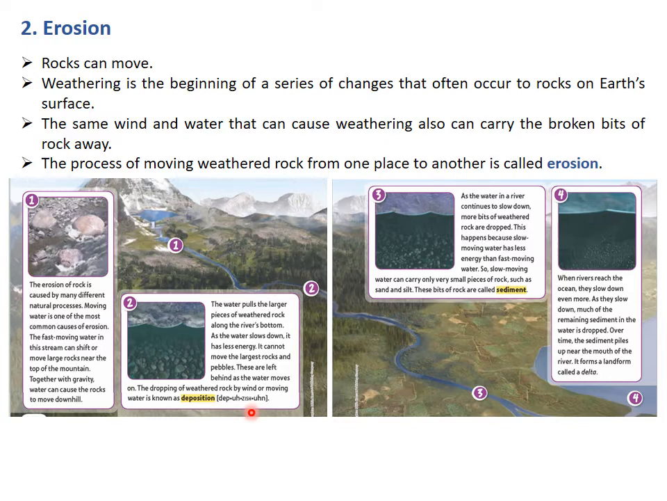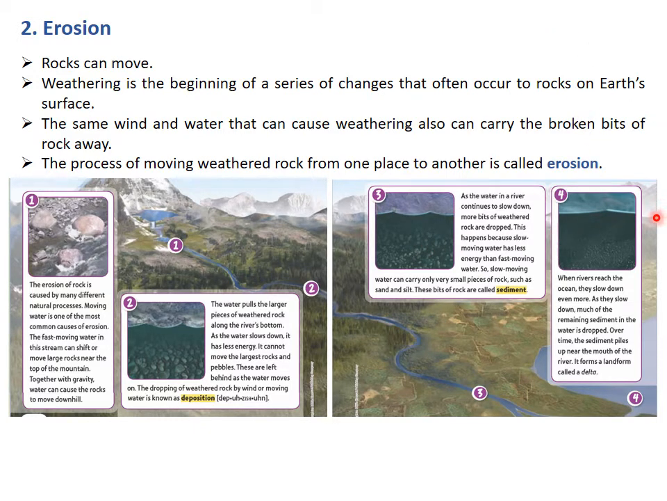We have to know that the dropping of weathered rock by wind or moving water is known as deposition. As the water in a river continues to slow down, more bits of weathered rock are dropped. This happens because slow-moving water has less energy than fast-moving water. So slow-moving water can carry only very small pieces of rock, such as sand and silt. These bits of rock are called sediment.